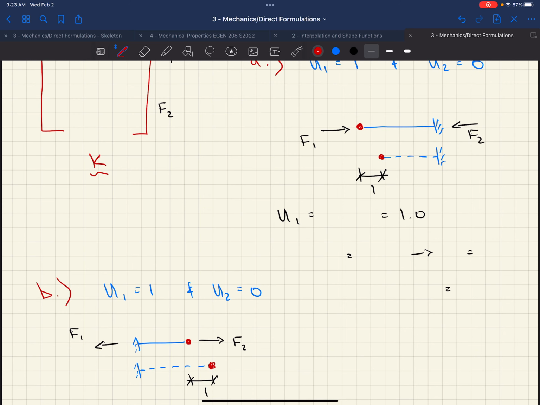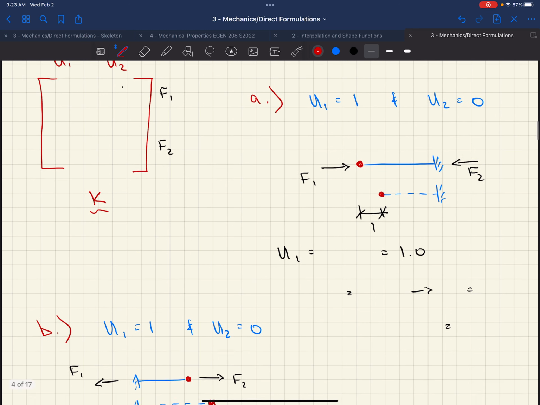What's the displacement of an axially loaded bar? Why are A and B the same displacements? U1 equals 1, U2 equals 0 at A, and then for part B, you said U1 equals 1 and U2 equals 0.